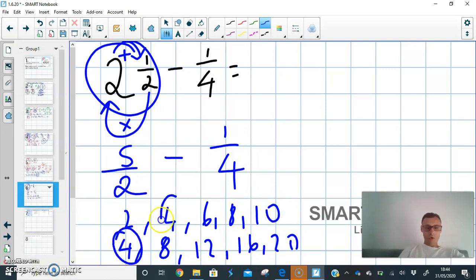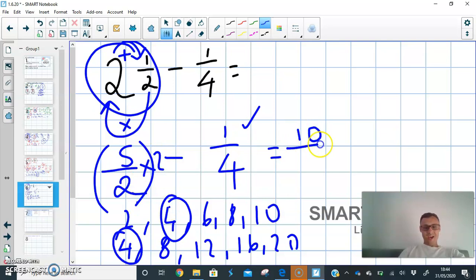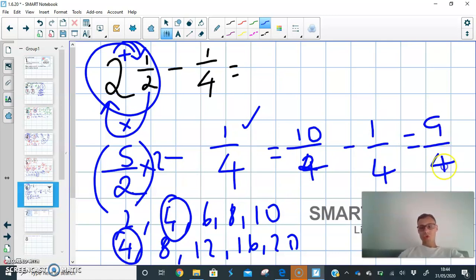And obviously 4 is the lowest common denominator, so that one can stay as it is. What do I do to get from 2 to 4? Times by 2. So 5 times by 2 is 10 over 2. Take away, that should be a 4. Take away 1 quarter, leaves me with 9 quarters.